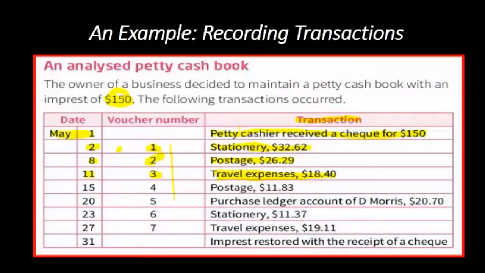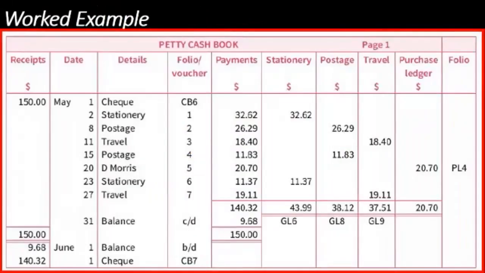On the 15th, we have another payment for 1183. Voucher number 415, date is the 15th. So we come to our petty cash book, 1183. Voucher number 4, details is postage, and the date is the 15th. Okay, so it's not too difficult, a little bit of rocket science, and you could get this thing correct, right?